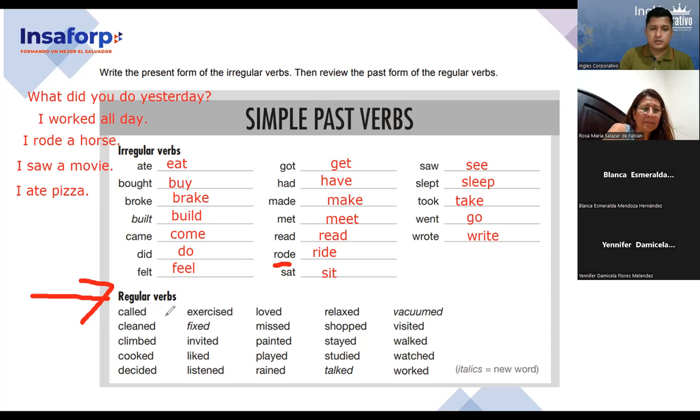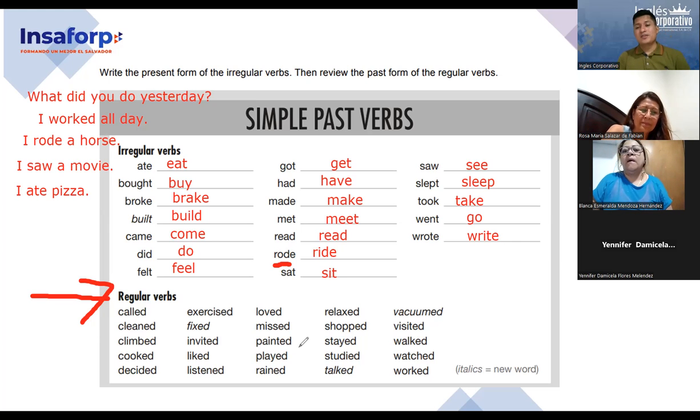Okay? Called, cleaned, climbed, cooked, decided, exercised, texted, invited, liked, listened, loved, missed, painted, played, rained, relaxed, stopped, shopped, stayed, studied, talked, vacuumed, visited, walked, washed, worked. Yes? So this is the pronunciation of these ones. And also, these ones are in past tense.